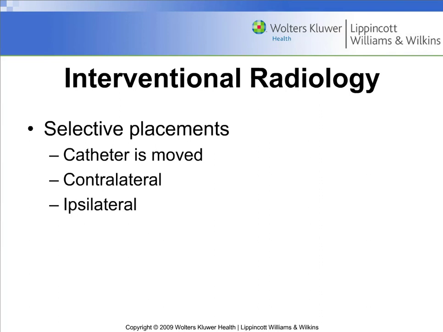Okay, so we learned about the non-selective placement. Now we're going to learn about what a selective placement of the catheter means. When you hear selective, again, the catheter has to access a puncture site. The catheter is moved either up through the vena cava or the aorta and beyond, and can be either contralateral, which is being manipulated on the opposite side of the body, or ipsilateral, which is the same side of the body.